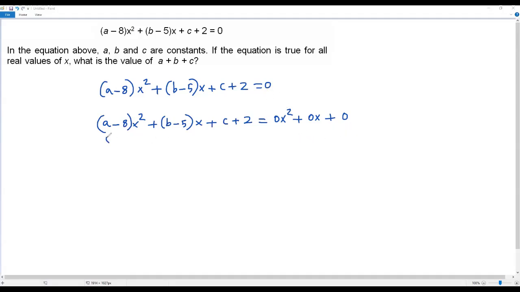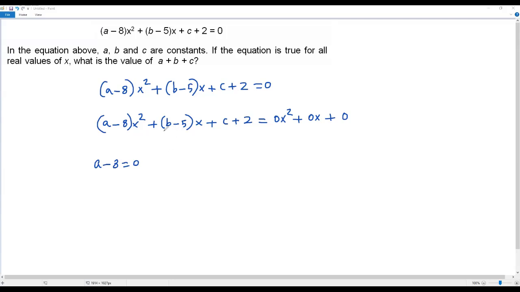Okay, now we have a quadratic expression on the left side and a quadratic expression on the right side. Whenever two expressions are equal, the coefficients of like terms also must be equal. So here the coefficient of x² on the left side is a − 8, and the coefficient of x² on the right side is 0. So they must be equal because the two quadratic expressions are equal. Then we get a − 8 = 0.